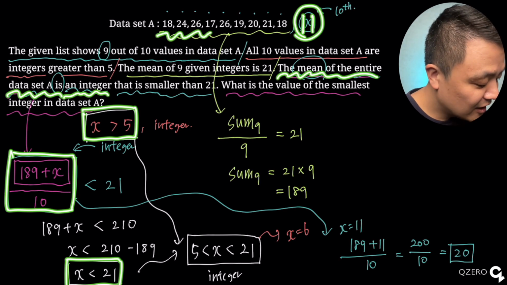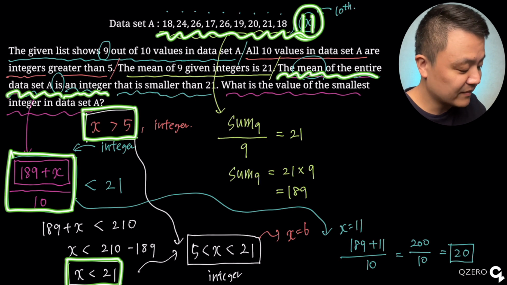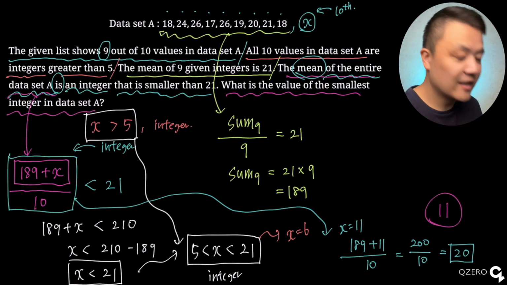So then, among those 10 numbers, the smallest one is x, which is 11. So the final answer has to be 11.